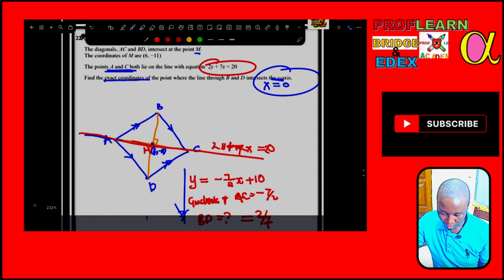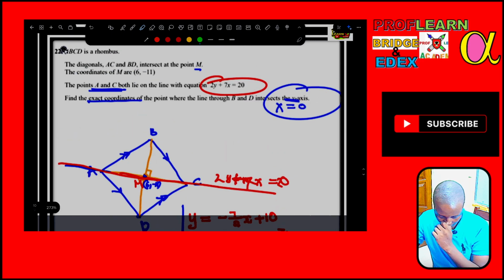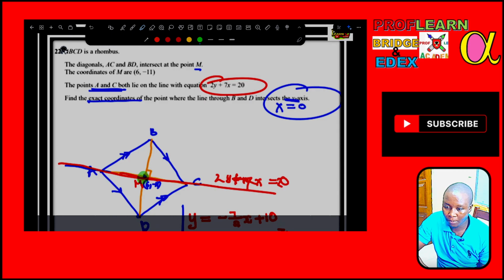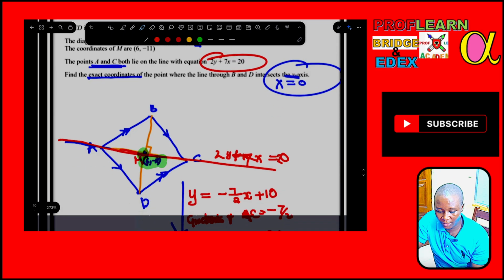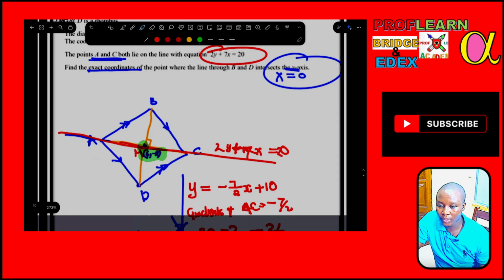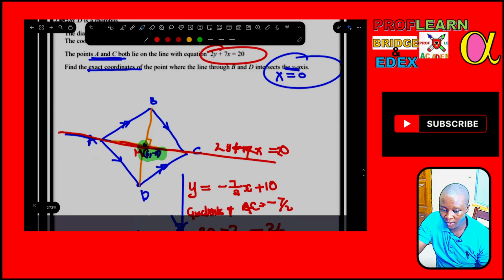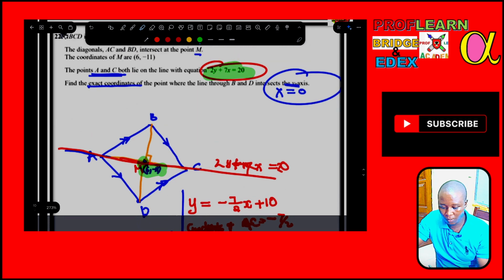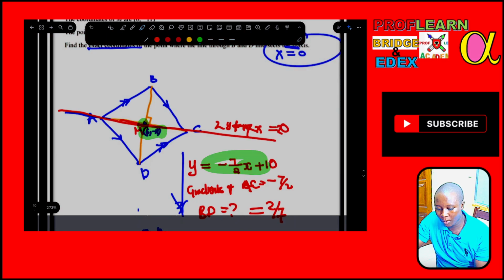Well, we have also a rhombus, and the diagonals of the rhombus are intersecting at a point where we have the coordinate being 6, -11. So what candidates were supposed to do here is to use this equation that was given here and find the gradient. Rearranging in the form y equals mx plus c, you can now find the gradient. The gradient of this line here is -7/2.